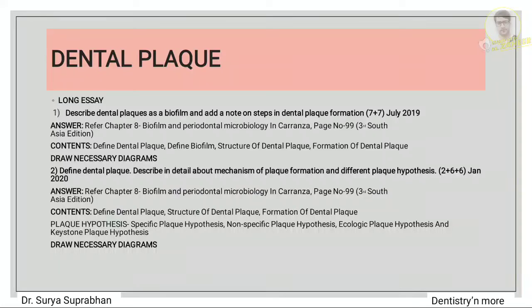Okay, so coming to this plaque hypothesis, you have to mention the 4 main plaque hypotheses, that is the specific and the non-specific plaque hypothesis, the ecological plaque hypothesis, it has a diagram, and also then the recent one, that is the keystone plaque hypothesis. Please don't forget to mention the latest plaque hypothesis, that is the keystone plaque hypothesis, and draw the necessary diagrams.